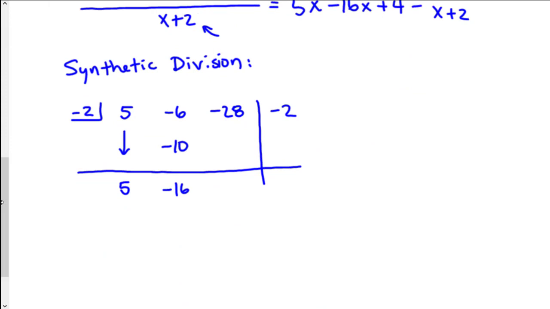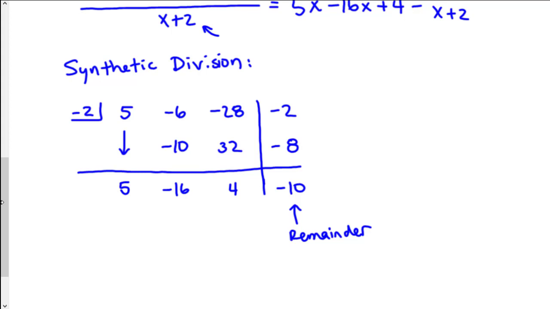So now I do negative 16 times negative 2. So that's going to be positive 32. And when I add negative 28 and 32, that gives me 4. And I just keep repeating this. So 4 times negative 2 is negative 8. And when I add negative 2 and negative 8, I get negative 10. So this value over here is my remainder. And that's kind of why it's separated by this bar right here.